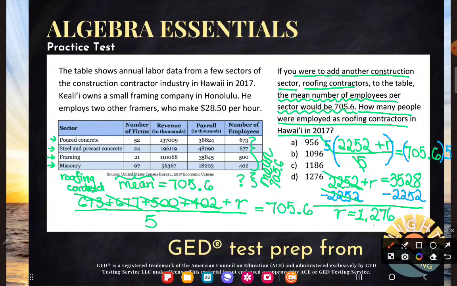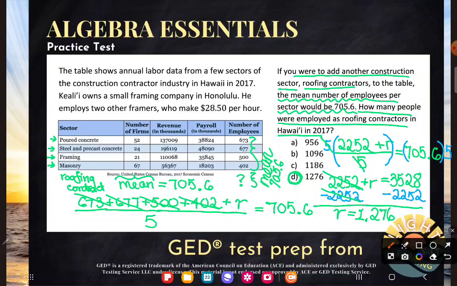1,276. Woohoo! How many roofing contractors? There it is, D. 1,276. Okay, so maybe you hated my way. Maybe you're like, Kate, you're the worst. Why are you writing equations when you know I'm not good at writing equations?